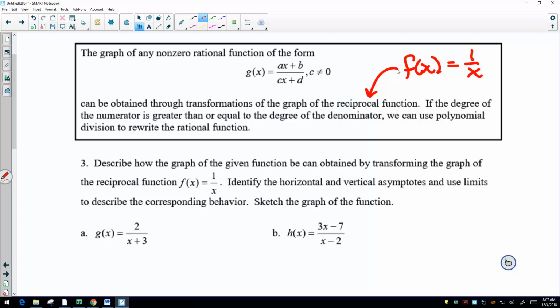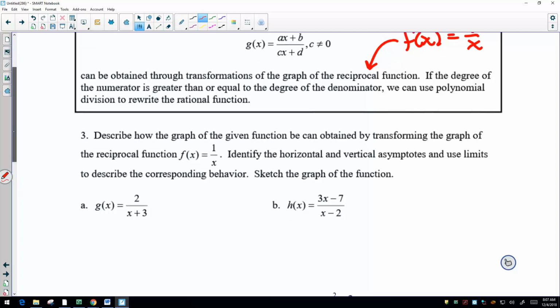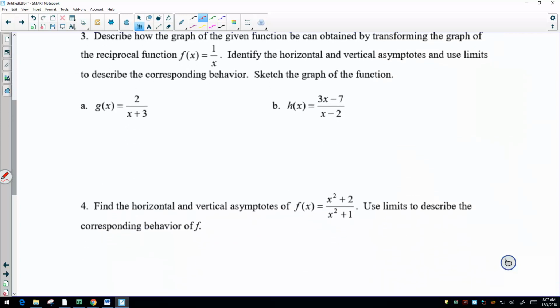It says if the degree of the numerator is greater than or equal to the degree of the denominator, we can use division to rewrite the rational function. Okay, so we're going to take a look at these questions below, keeping that in mind. We're going to describe how these functions that we have here could be obtained from the reciprocal function. In other words, what transformations have we done to f of x to produce, in this case, g of x? So let's take a look at A just from that transformation standpoint.